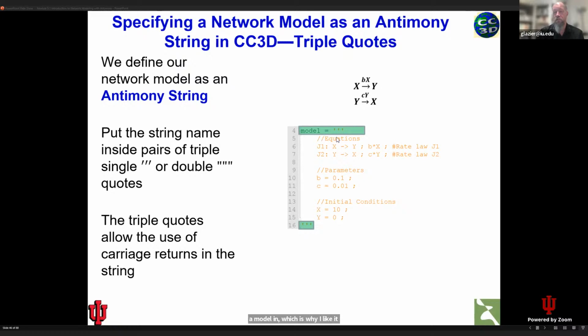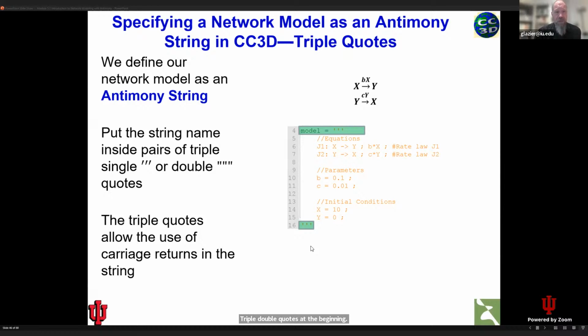The model itself is written as a string, just a Python string, text. If you have carriage returns in Python, you have to use triple quotes. And you're allowed to use either triple single quotes or triple double quotes. But the key thing is that you have to have the same thing at the beginning and the end. So if you have triple single quotes at the beginning, triple single quotes at the end, triple double quotes at the beginning, triple double quotes at the end.